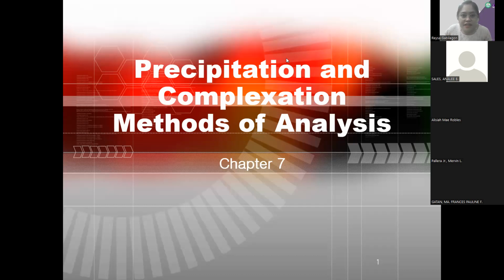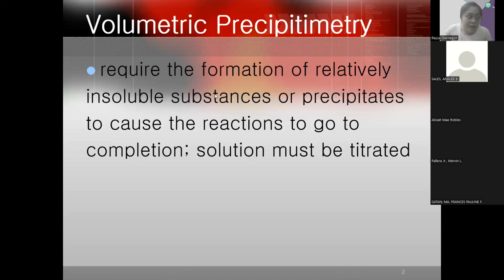Okay, so our next lesson is about precipitation and complexation methods of analysis. We are done with the acid-base titration, otherwise known as the neutralization reactions involving the titration method. So this time, we go to precipitation and complexation. Why do we have this type of method of analysis? Since not all compounds are acids and bases, we cannot have only acidimetry and alkalimetry. How about our compounds that are just salts or salt solutions? We cannot classify them as either acid or base. So this is where they fall.